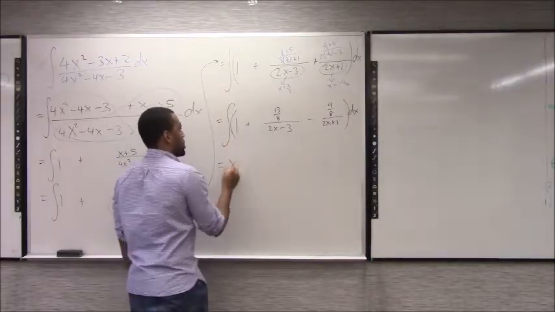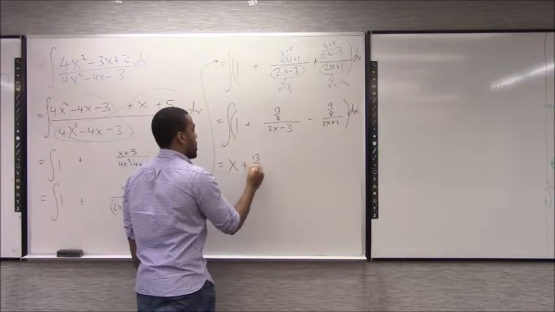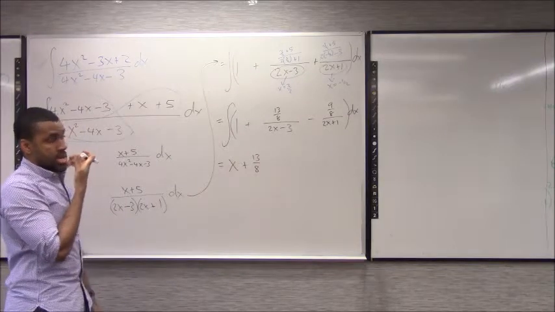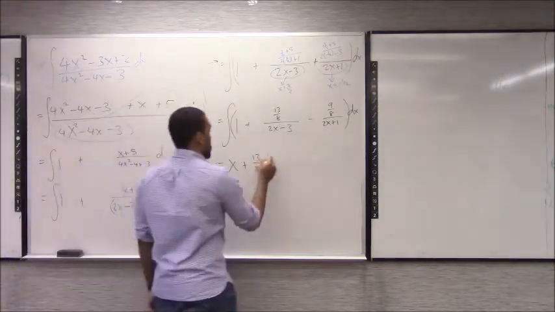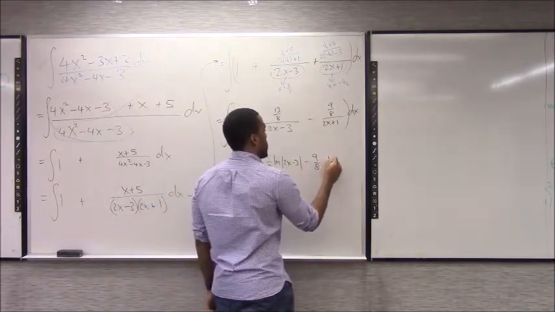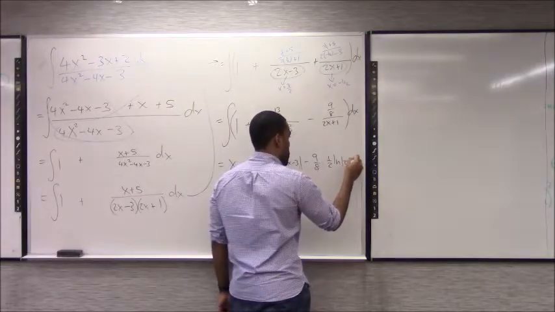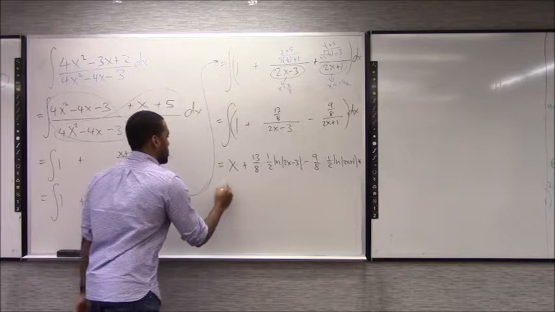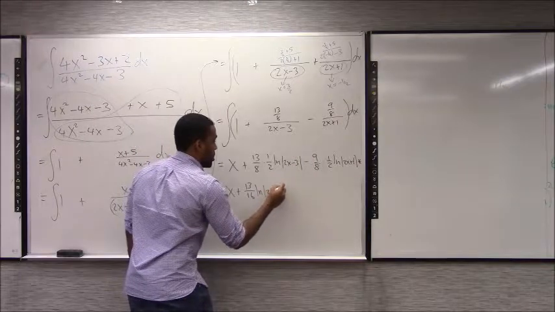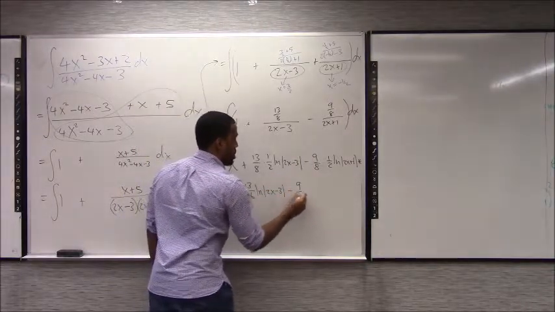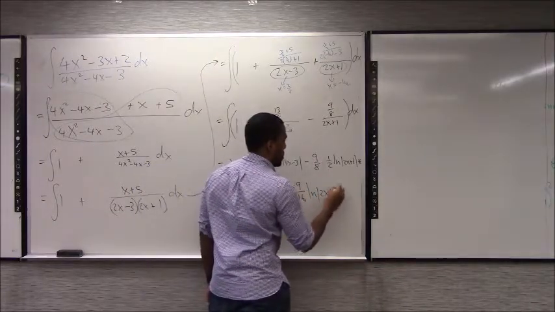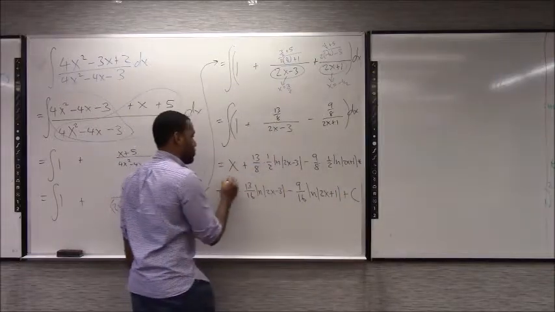So the integral of this is x plus, this would be 13 over 8. What's the integral of 1 over 2x minus 3? 1/2 ln of 2x minus 3, minus 9 over 8 times 1/2 ln of 2x plus 1, plus c. So that's your answer.